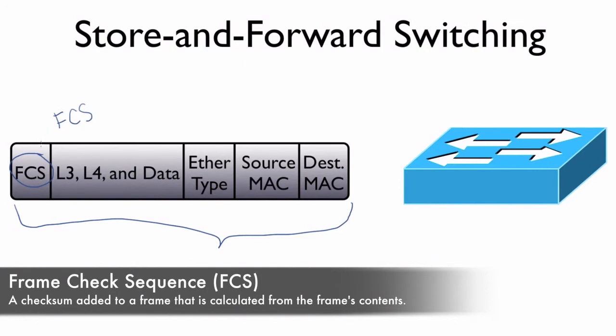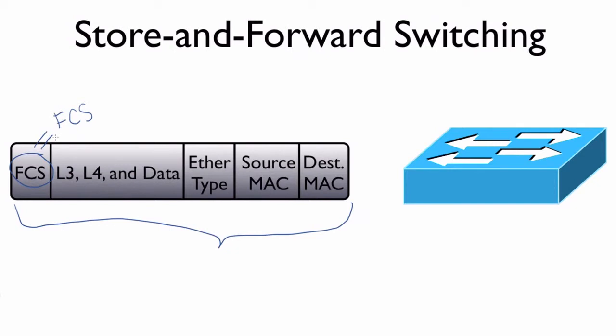And if the FCS in the frame equals the FCS calculated by the switch, it can conclude with reasonable certainty that this is a valid frame. It has not been corrupted in transmission, therefore I feel comfortable forwarding it out toward the destination.